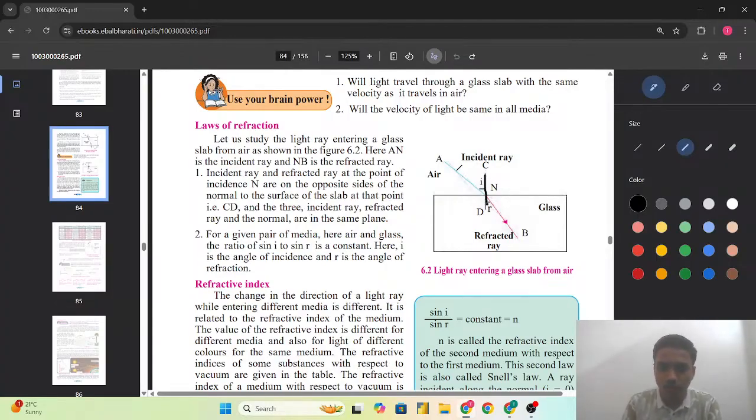And CD here is the normal. So we can see here AN and NB are on the opposite sides of the normal. So we can see here that the three, incident ray, refracted ray and the normal, are in the same plane. What is a plane? Here a concept comes back again: what is the plane?